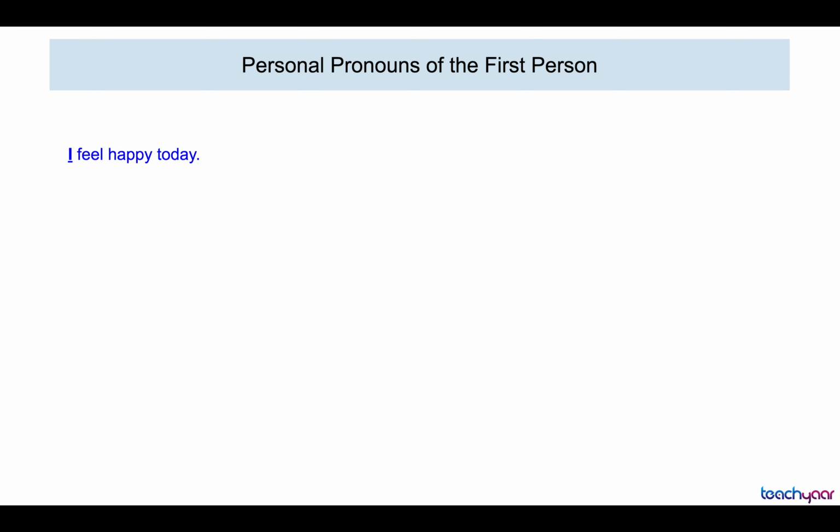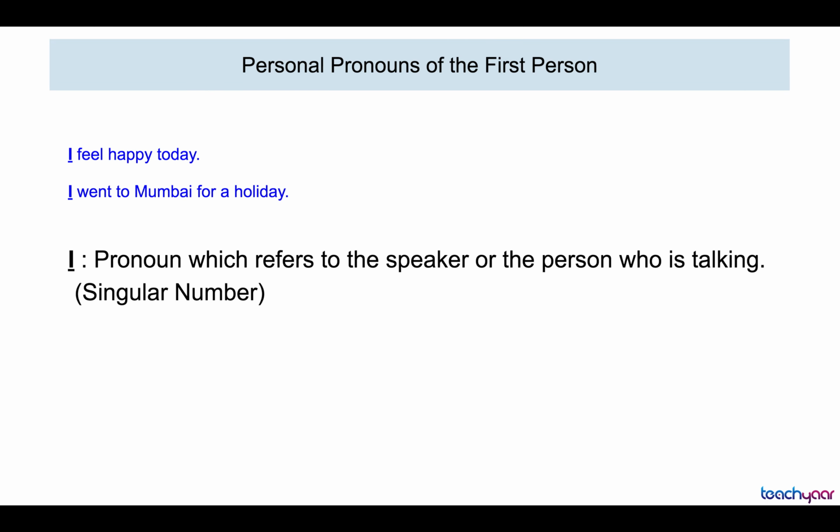See the sentence. I feel happy today. I went to Mumbai for a holiday. Now, what is the pronoun we have used? I. I feel happy today. And in the second sentence again, I went to Mumbai for a holiday. So, what is this I? It is a pronoun which refers to the speaker, or the person who is talking, because he is talking about himself or herself.